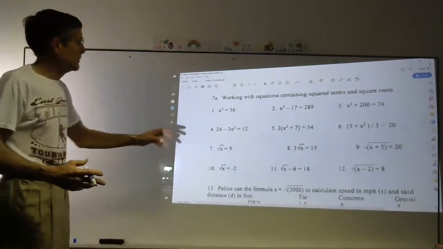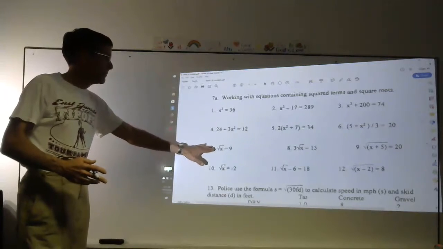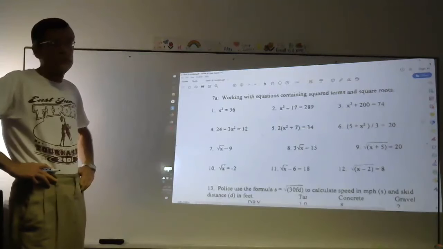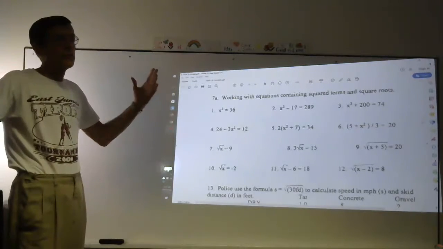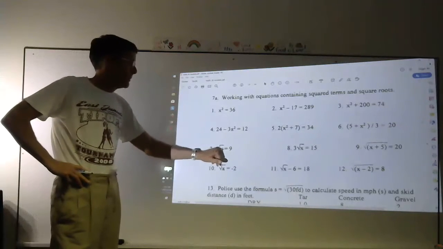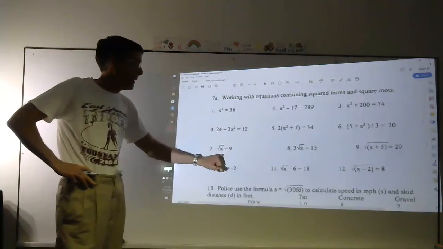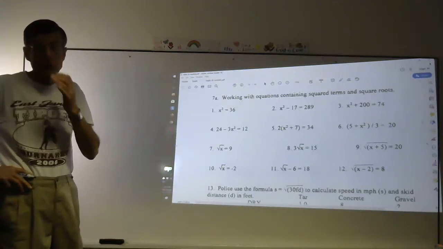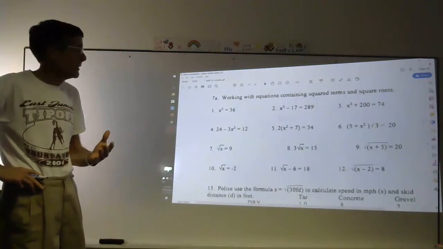Square roots. If you have a square root in a problem, like right here, number 7, the square root of x is equal to 9. Square root of some number is 9. Square root of 81 is 9. So x would have to be 81 here, okay? And you can only take square root of a positive number.